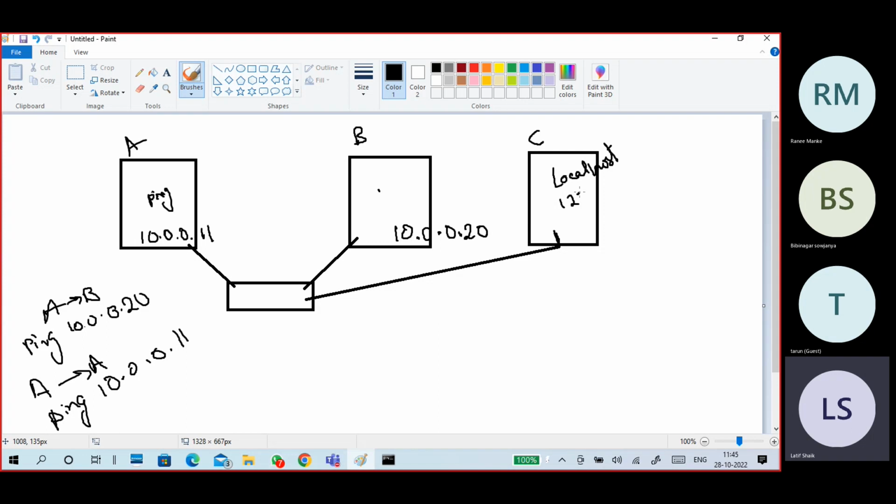And the localhost has an IP address like this. Even this PC has an IP address, for example 10.0.0.12, maybe 15. So PCs have an IP address and each and every device has a name. But every PC itself has a name called localhost, and its IP address is 127.0.0.1. The same goes for PC B also.